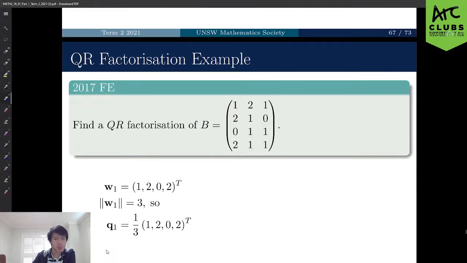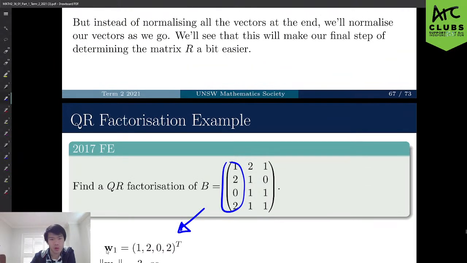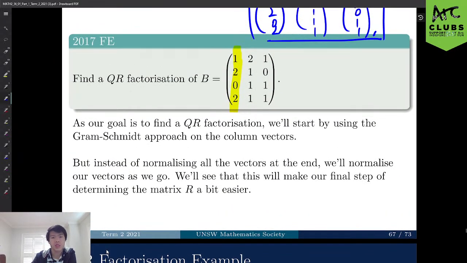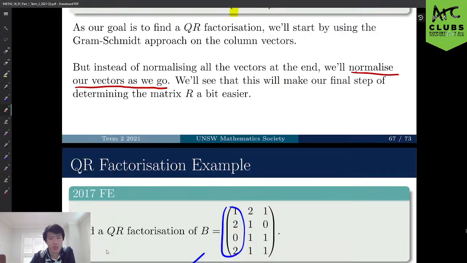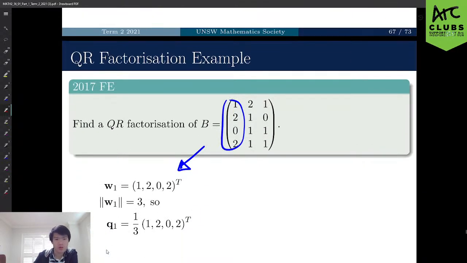So our first one is just this, W1. And what we'll do instead of what we did before is we'll normalize our vectors as we go. Right, so let's just think about this. We'll normalize our vectors as we go, which means that as soon as we find W1, we'll find Q1.